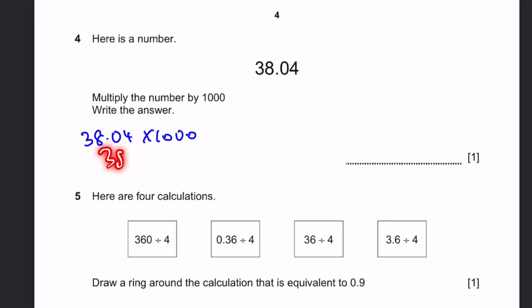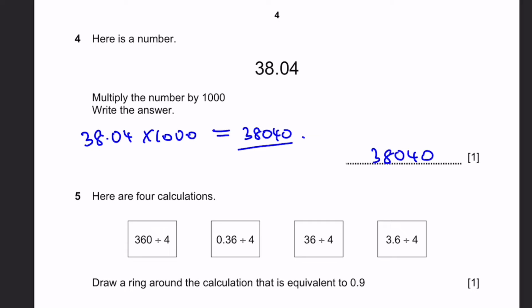So let's say there is 040 here. 1, 2, 3. So now the decimal place is here and the zeros after don't count. So it's just 38040. That's the answer.